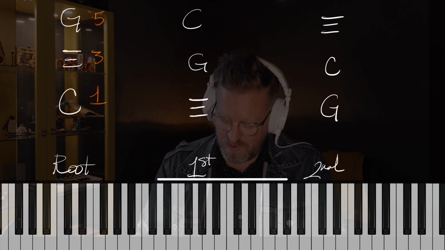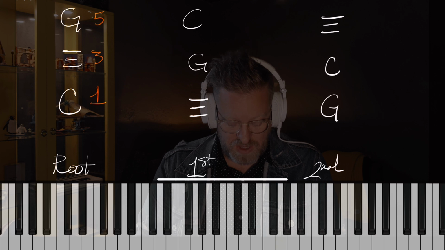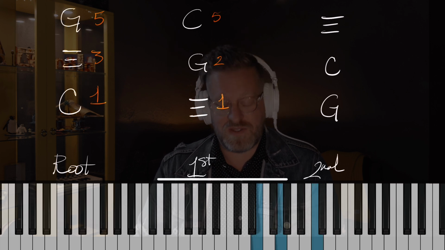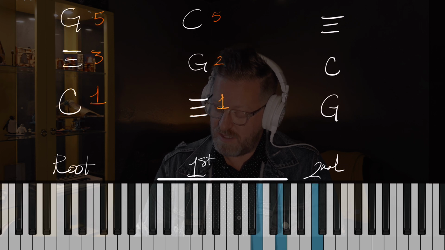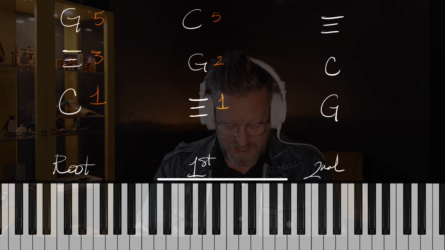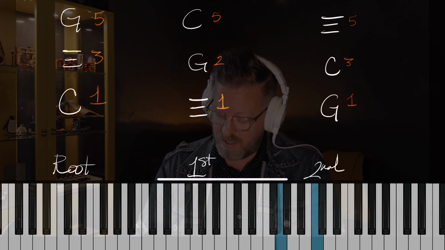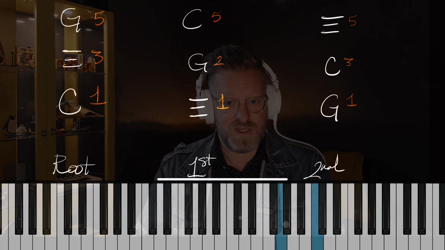The next inversion is first inversion, and the way you put your fingers on that is 1, 2, 5. All right, so thumb, pointer, pinky. And then the one after that is second inversion. So again, G, C, E, but we play it 1, 3, 5, thumb, middle, pinky.